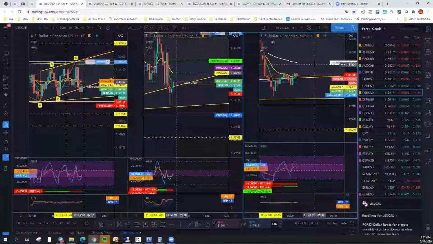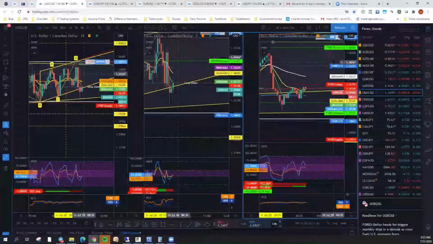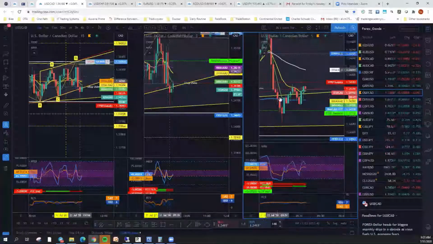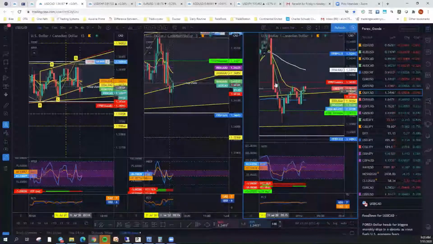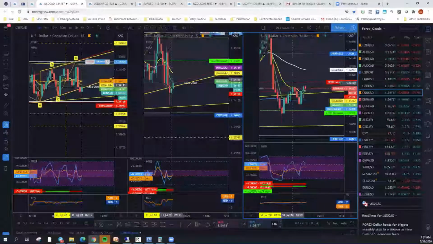Yeah, that's not good. U.S. is just, well, it's flip-flopping. It actually came down, tested the red line, broke the red, broke the green, closed below, coming up, tested the red line, couldn't close.